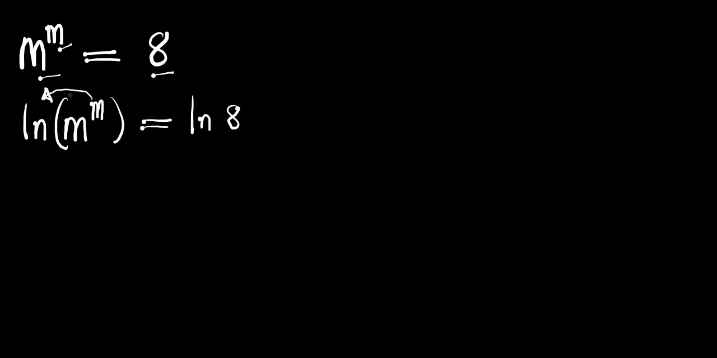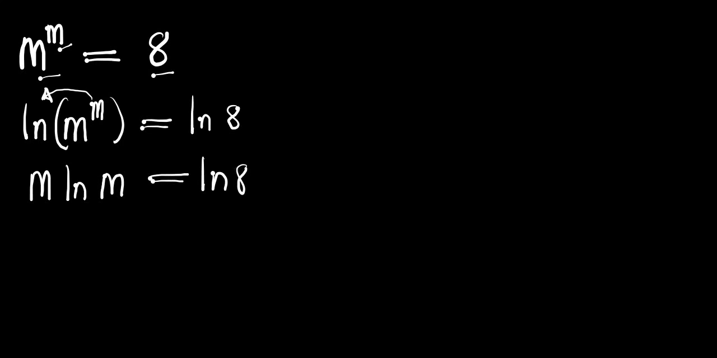Now, the first thing we are going to do is to introduce natural log. We have ln of m to the power of m, and this equals ln of 8. Now, as usual, the exponent here will come behind this ln. So we have m times ln of m equals ln of 8.